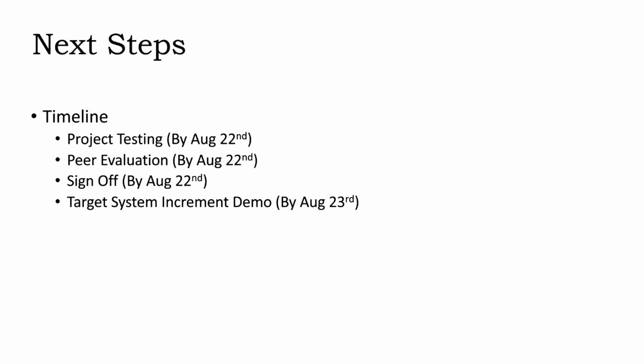As we near the finish line for Wheel of Jeopardy's Go Live, development will continue. Project testing will begin with a targeted completion date of August 22nd, the day before the final project due date. August 22nd is also the expected submission date for peer evaluation forms from all team members, as well as final sign-off on the finished product from everyone. Once everyone signs off, the target system increment demo will be recorded and submitted, no later than August 23rd, the original project completion date.